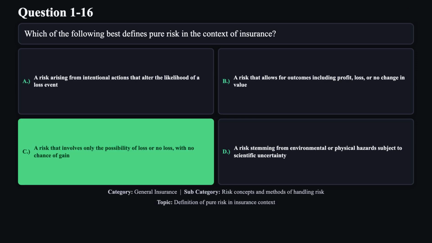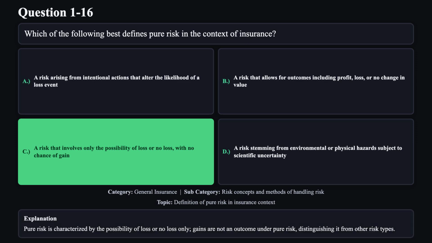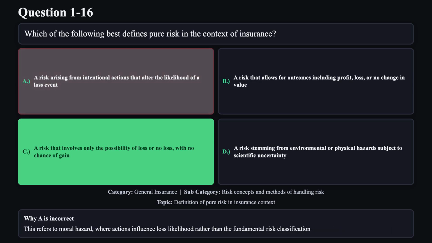The correct answer is C. Pure risk is characterized by the possibility of loss or no loss only. Gains are not an outcome under pure risk, distinguishing it from other risk types. Reason A is not correct. This refers to moral hazard, where actions influence loss likelihood rather than the fundamental risk classification.